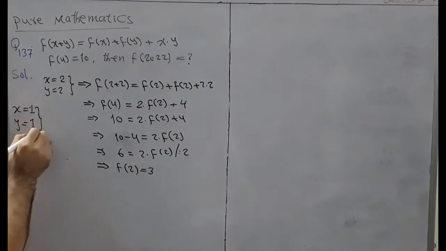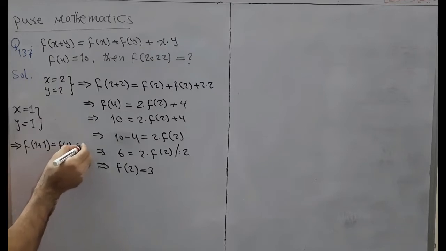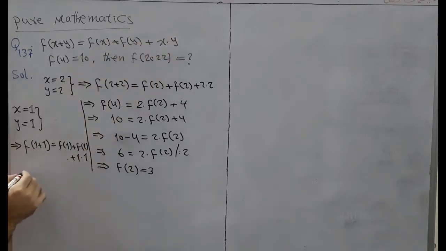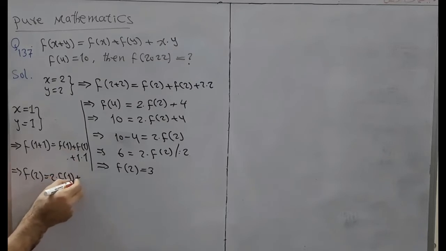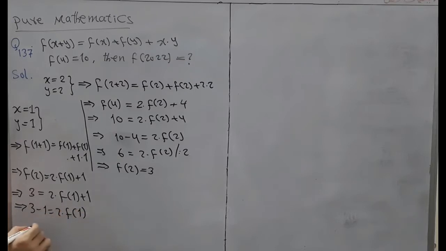Now if x is equal to 1, y is equal to 1, this implies f of 1 plus 1 is equal to f of 1 plus f of 1 plus 1 multiplied by 1. This implies f of 2 is equal to 2 into f of 1 plus 1. F of 2, we have 3. So 3 is equal to 2 into f of 1 plus 1. This implies 3 minus 1 is equal to 2 into f of 1, so 2 is equal to 2 into f of 1. This implies f of 1 is equal to 1.